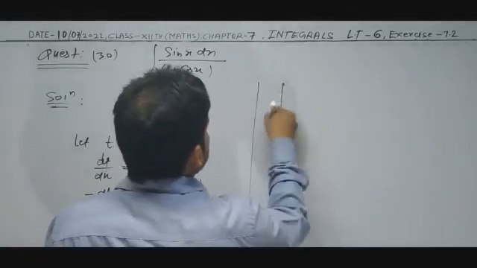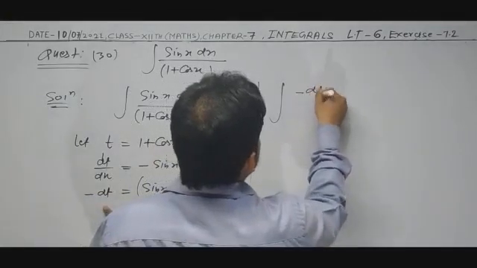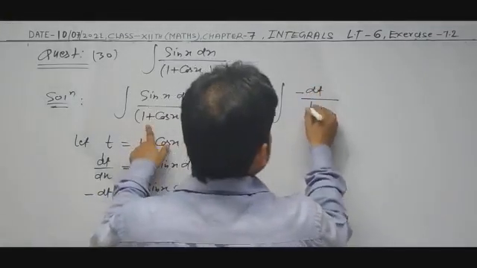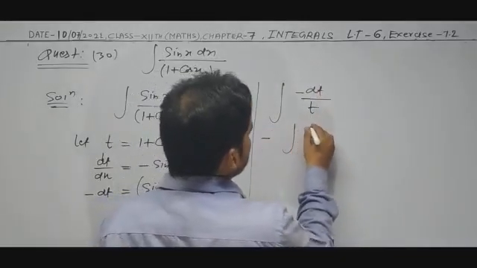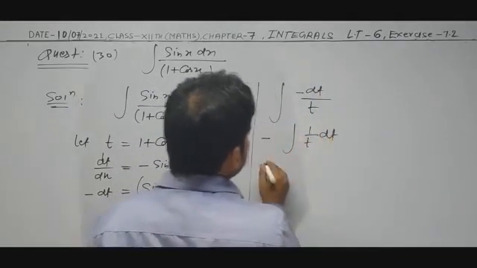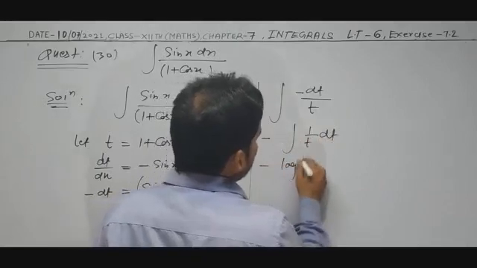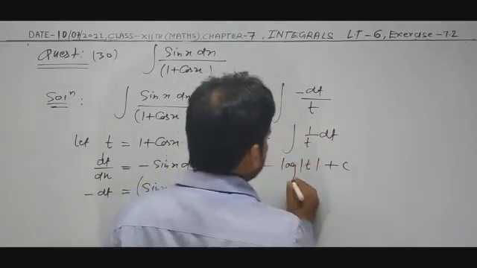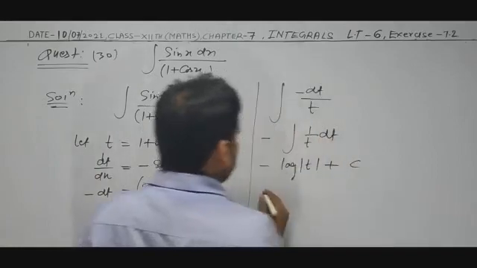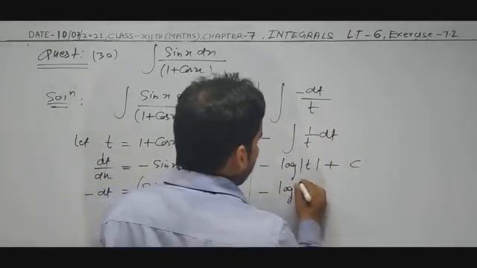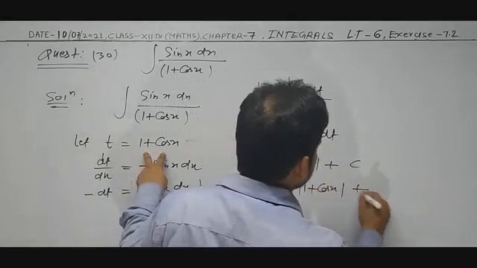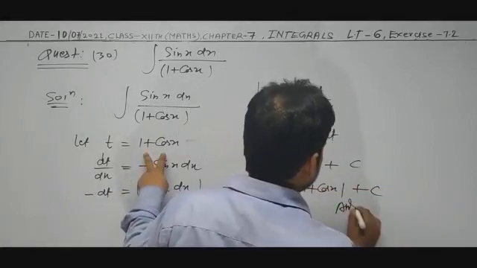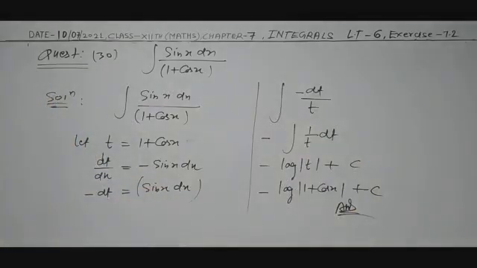So the integration over minus dt upon t, and now minus is a constant, so it will be outside the integration, so 1 upon t dt, and you know its result is log of mod of t plus c. So minus log of mod of t, where t is 1 plus cos x, plus c. So this is the answer. Now see, question number 30 is totally completed.